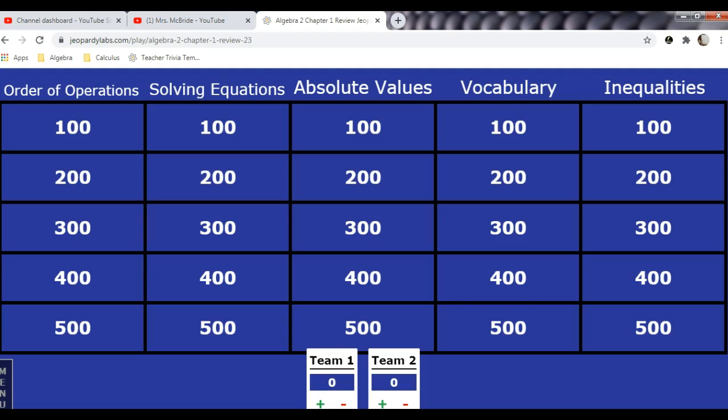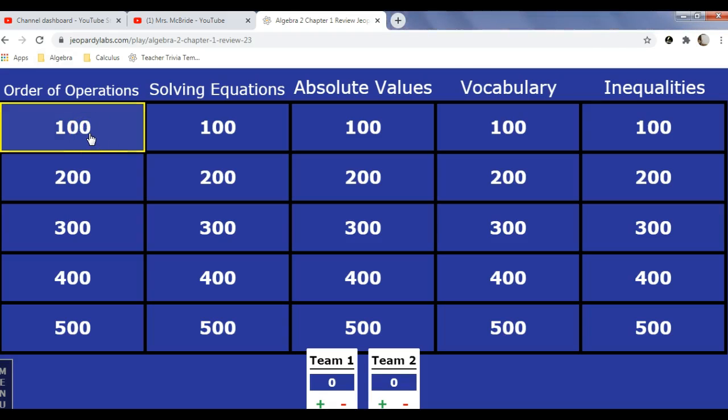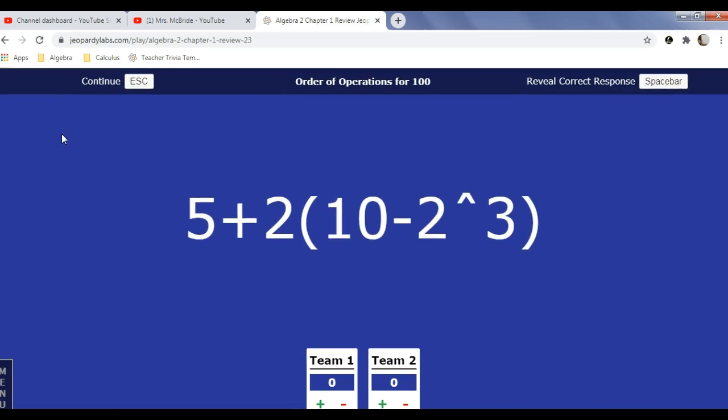Let's start with order of operations for 100. As they're doing it on the board, you're doing it at your seat in that same square that matches the board. So you're doing it in the first square, first corner, and you're simplifying just like they are. I can't put powers on here, so that's like 2 cubed. So it's 5 plus 2 times quantity 10 minus 2 cubed.